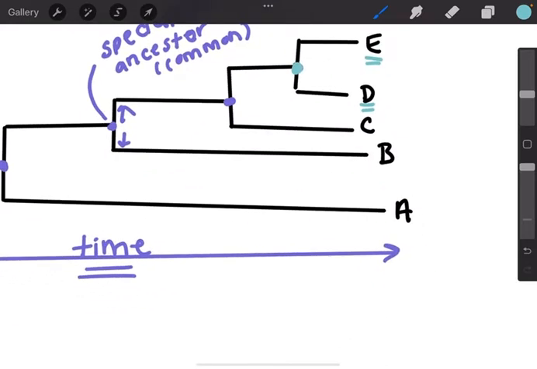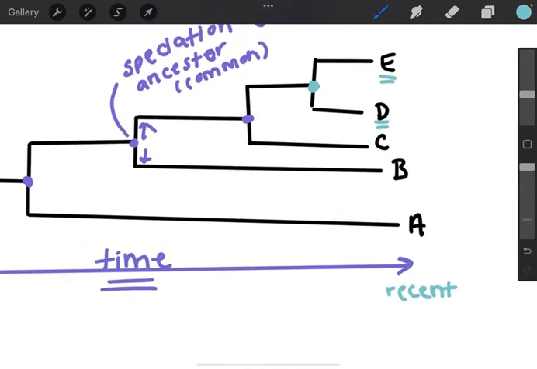Recent because here is the most recent point in time, right? Now, E and C are also related, right? Because they share a common ancestor at this node, but this is not as recent. We'll just write that on our timeline. Okay, so now that we know that that is not as recent, we can say that E and D are more closely related than E and C. They are related, but they are much less related.